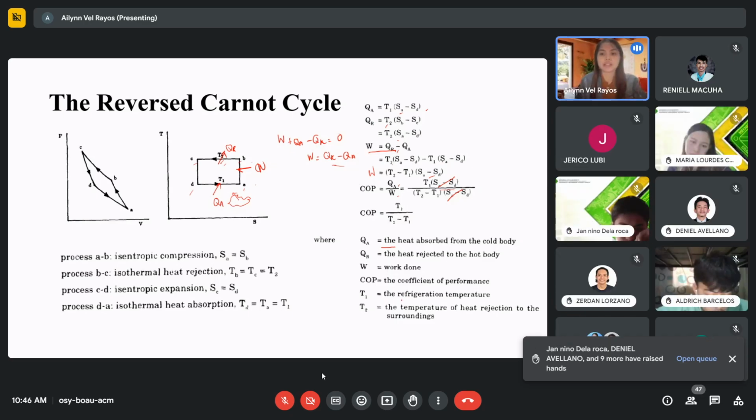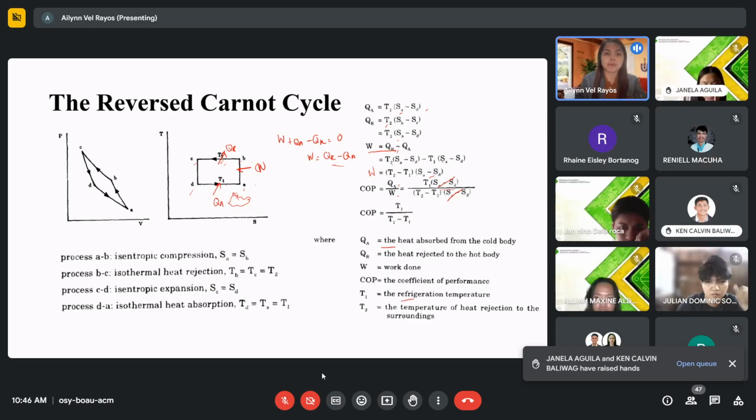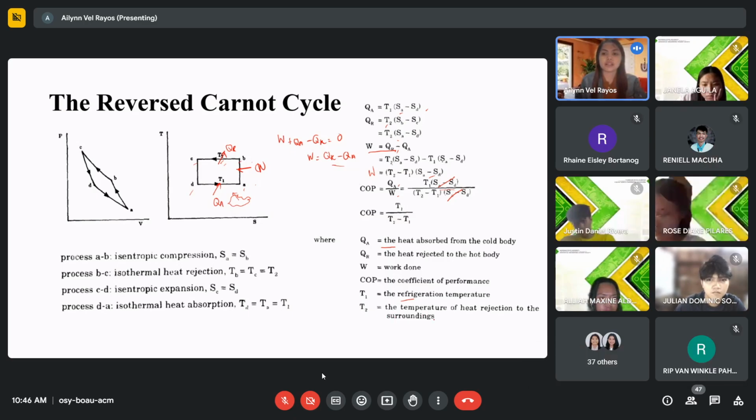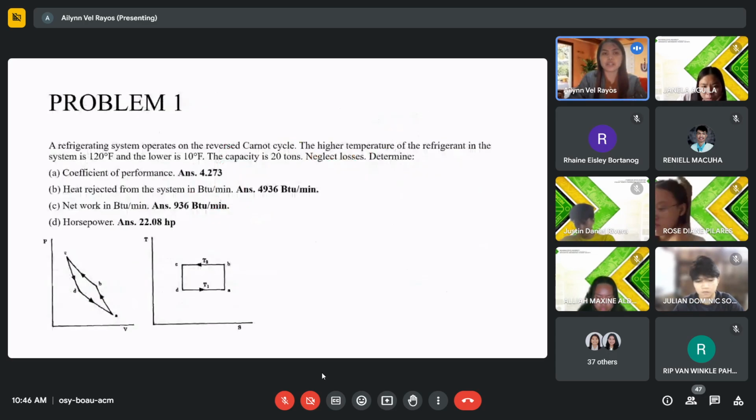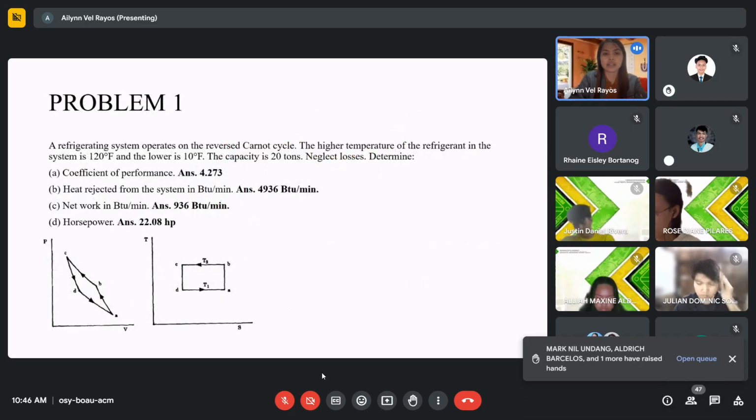Okay, so T1 is the refrigeration temperature, the one at the bottom. And then T2 is the heat rejection to the surroundings. Okay, raise your hand if we are clear on this, on our last slide.